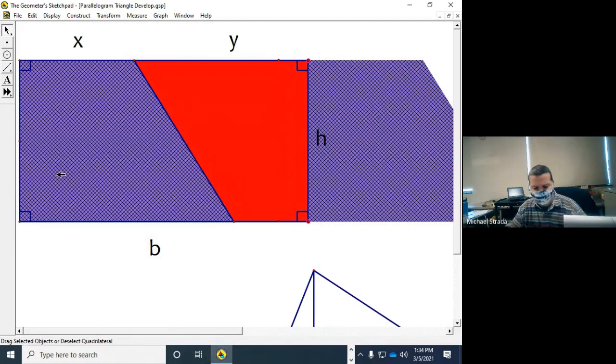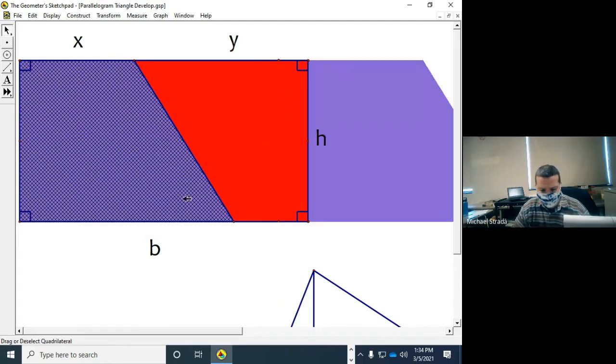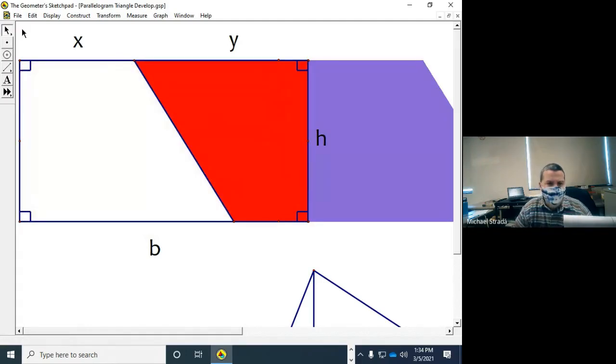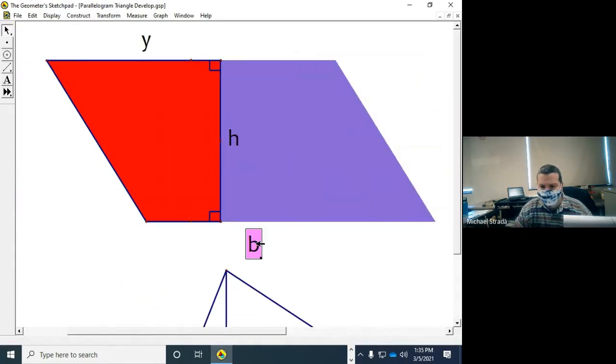Now this is gone, that's all gone, and move that over. Have we changed the amount of space it takes up? Yeah. So the area would be exactly the same. So the area of a parallelogram is still base times height.